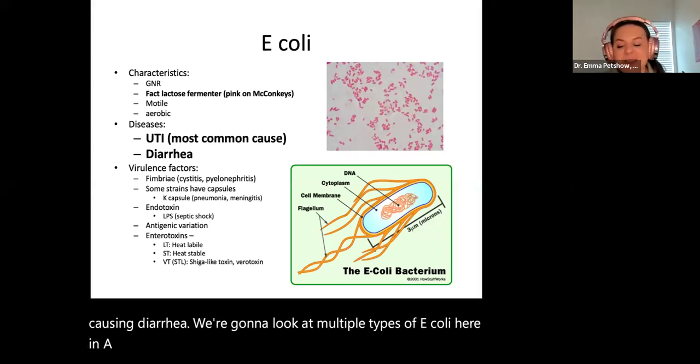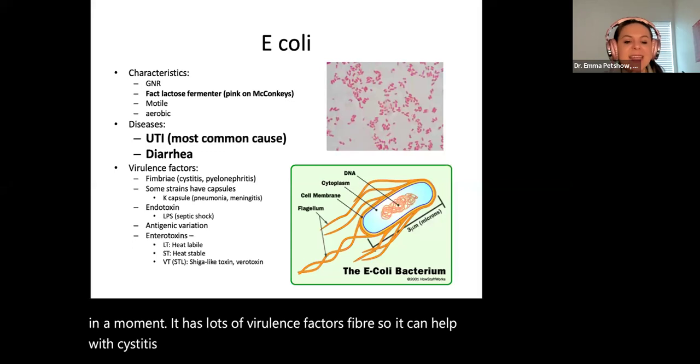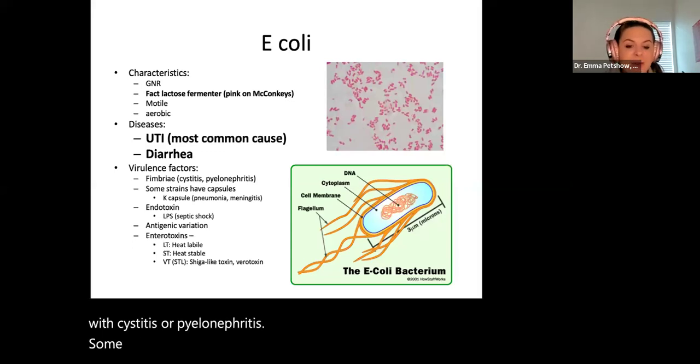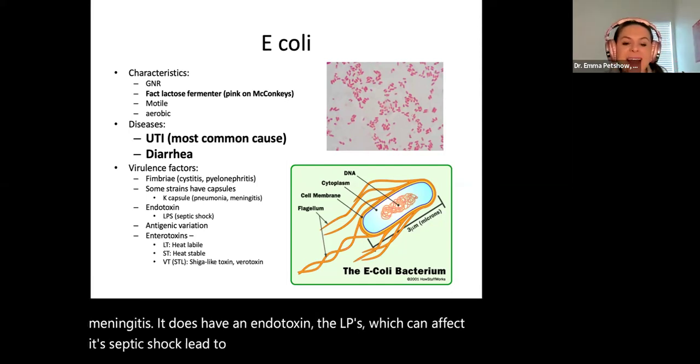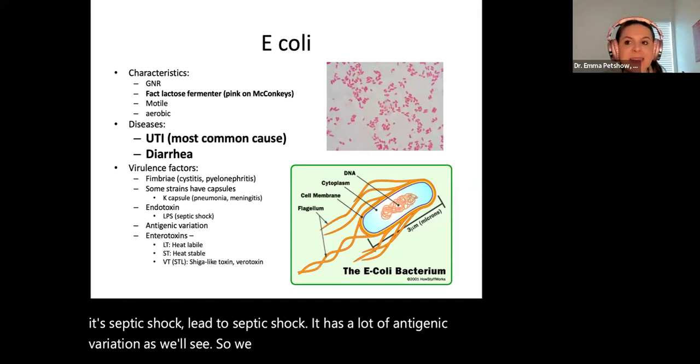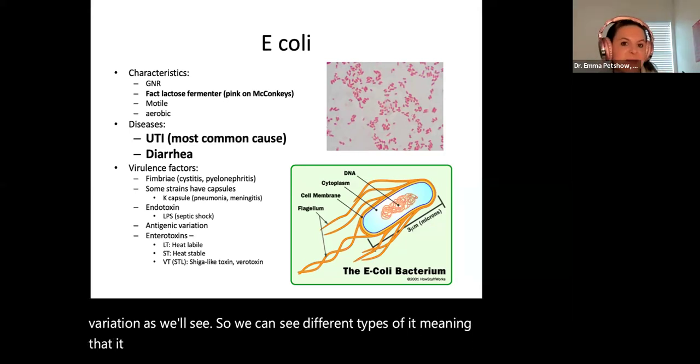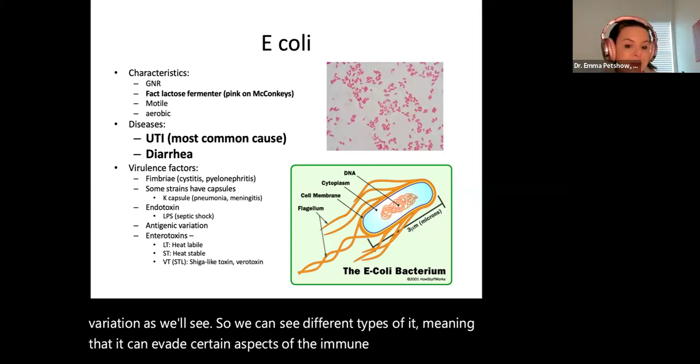It has lots of virulence factors, fimbriae, so it can help with cystitis or pyelonephritis. Some strains have capsules, a K capsule, like pneumonia or meningitis. It does have an endotoxin, the LPS, which can lead to septic shock. It has a lot of antigenic variation, as we'll see, so we can see different types of it, meaning that it can evade certain aspects of the immune system or even treatment.